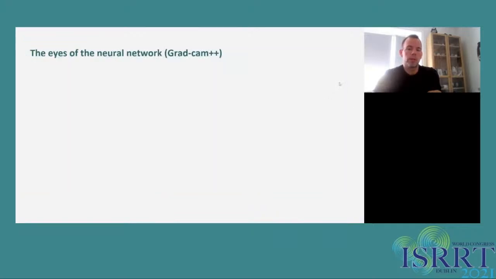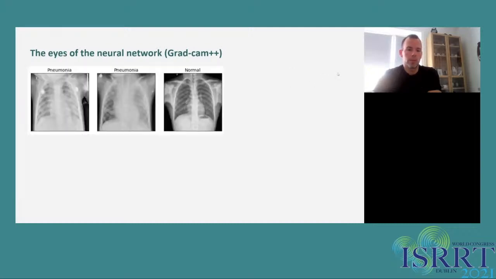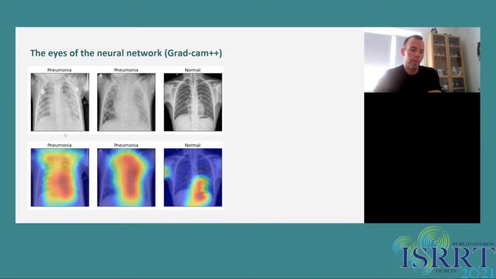We also used a heat map called Grad-CAM++. These are the eyes of the neural network, showing what the neural network looks at when differentiating the images. There are 2 images with pneumonia, and then there is one normal. The heat maps here show that the neural network looks at the pneumonia part of the images. And for the normal, there is only a heat map over the heart and a little bit on the stomach.